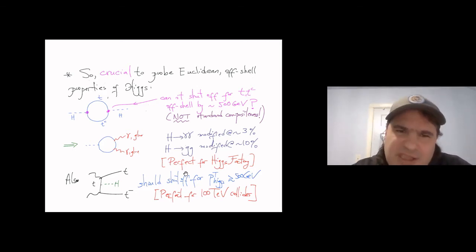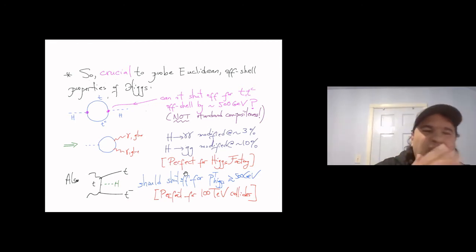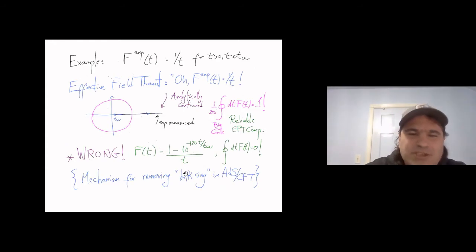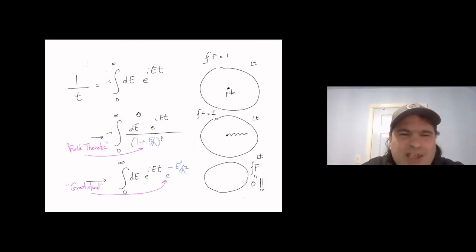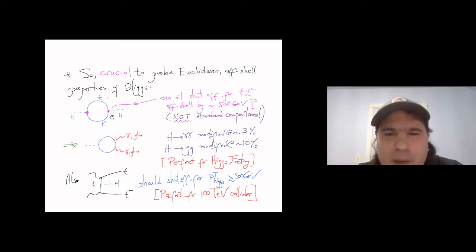But if something like this is going on, it's clear that what we have to probe is the Euclidean off-shell properties of the Higgs, because those are the things that might be modified by this UV-IR connection. You see here, it was the continuation to complex time, which is the Euclidean continuation, which is suspect. There's something wrong with that, and that's what gives rise to this order 100% difference between expectation and the right answer. So it's crucial to probe the Euclidean off-shell properties of the Higgs.